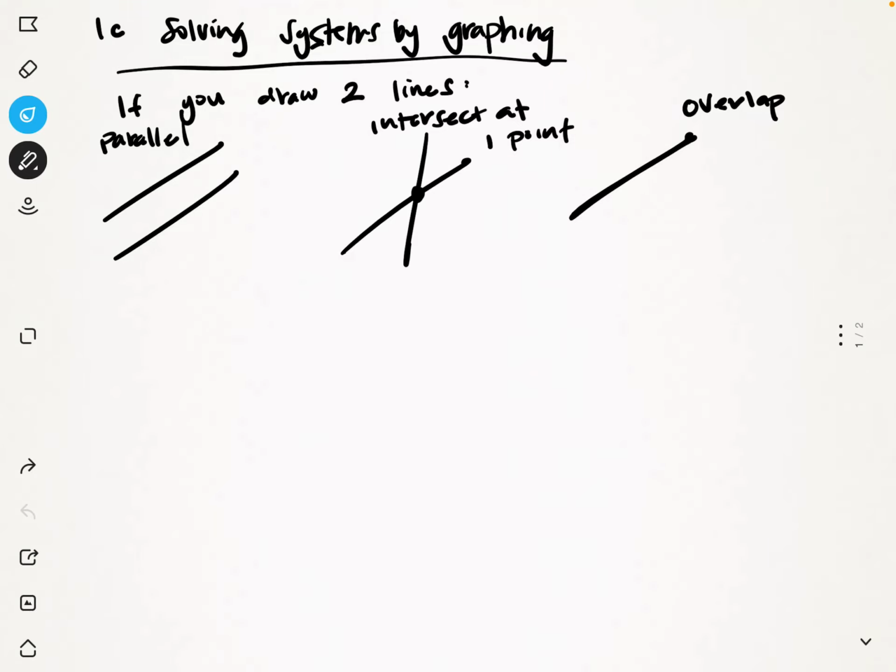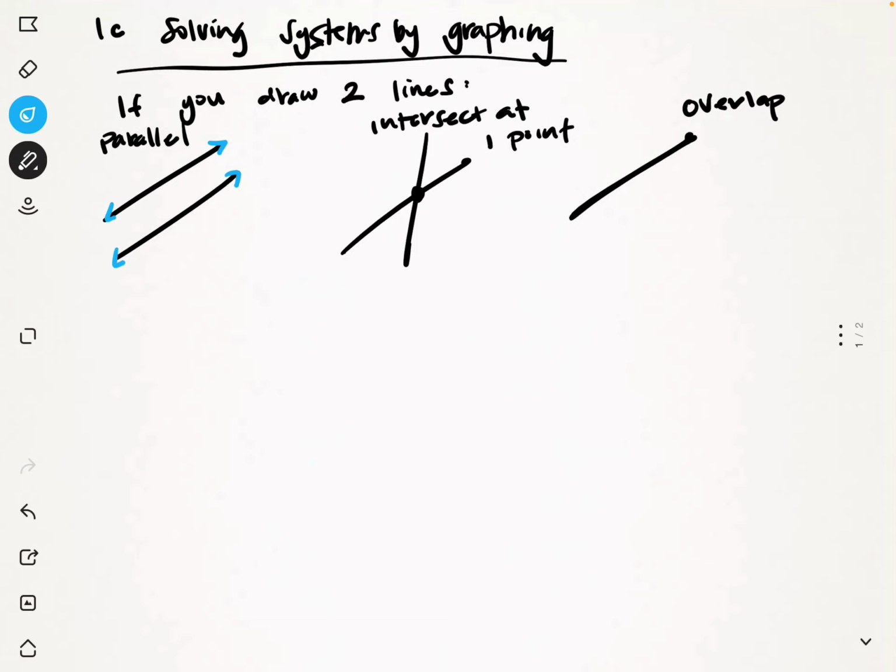Today we're looking at solving systems by graphing. So if you're to draw two lines, there's three things that could occur. One, you could have parallel lines. So if we look at this example, parallel lines mean that they could go on forever and never intersect.